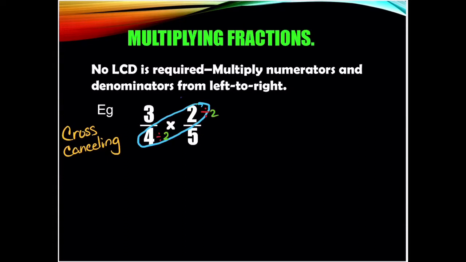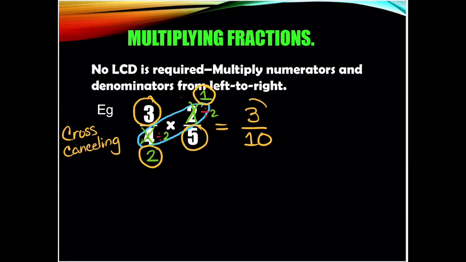So if you do that, then you have to cross that out. That becomes a 1, and the 4 becomes a 2. And now we're ready to solve this. So 3 times 1 is 3, because we multiplied the 3 and the 1 that came from the canceling process there. And then we multiply 2 times 5, which is 10. And that's the same answer we got before.